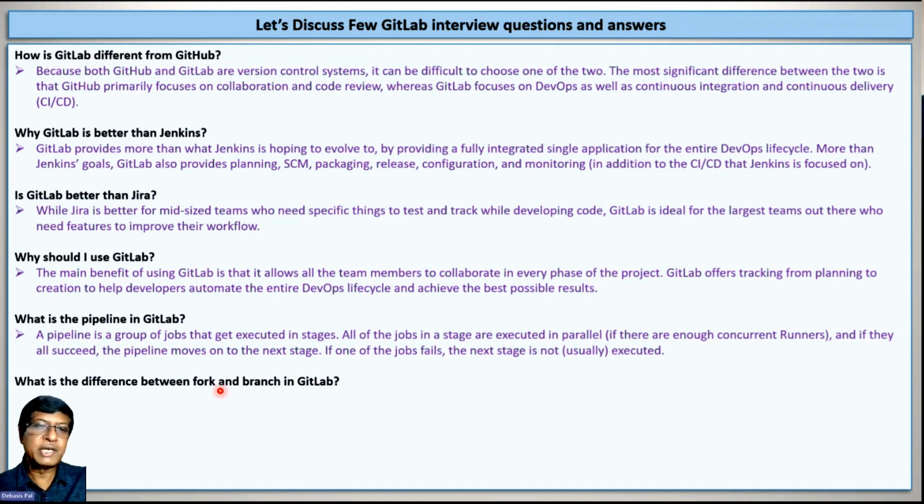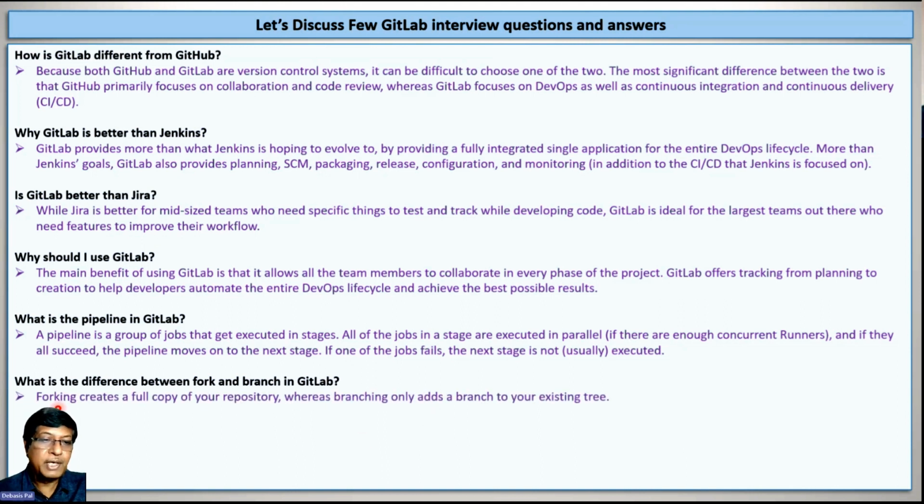So you must understand the difference between fork and branch. I know forking creates a full copy of your repository, it is like a clone. You are cloning the entire repository from somewhere to somewhere. Whereas branching only adds a branch to your existing tree. So you are branching from the master or main branch to some other feature branch. Whatever is available in the master branch will be available to the feature branch to start with when you create that branch. That is very important.